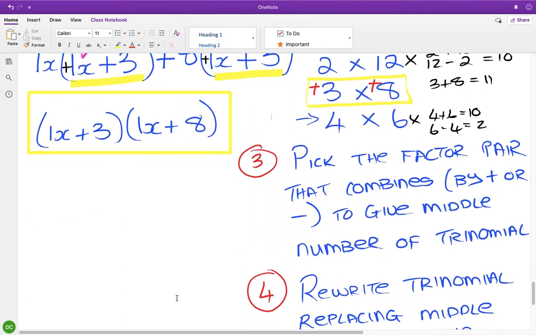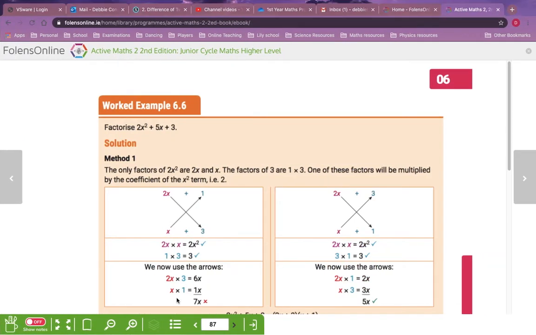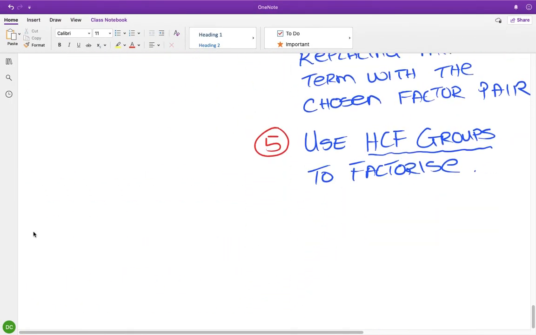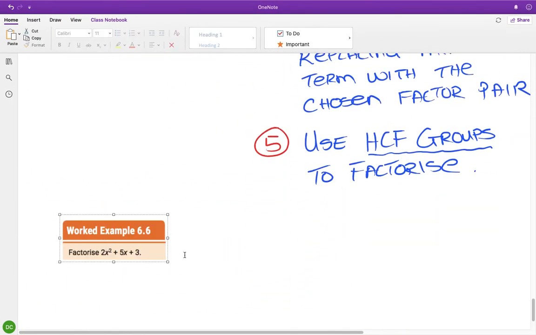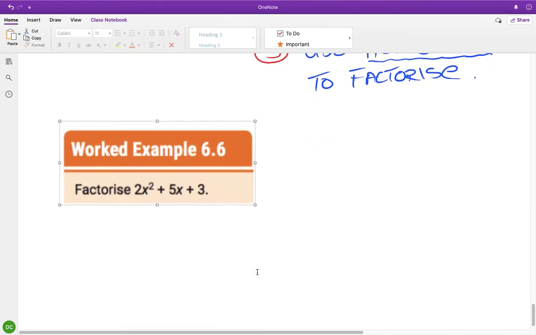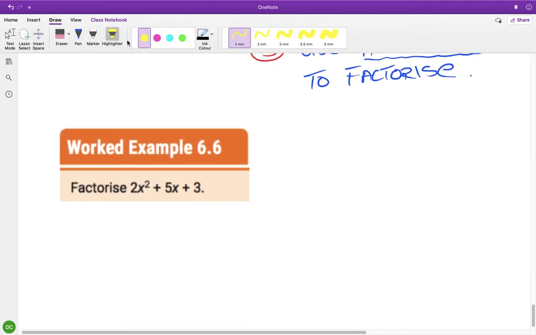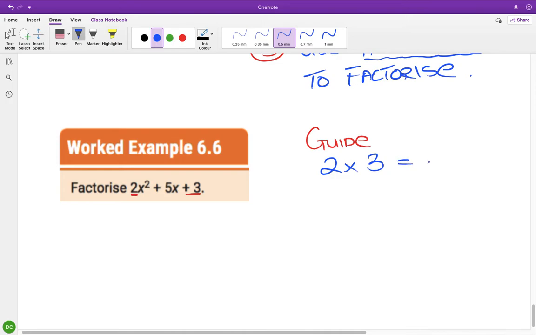Okay, so I'm going to do another one, but I'm not going to write out all those steps again. We'll just do it. So first thing we need to do is get that guide number. The guide number is the first number by the last number. So in this case, I'm multiplying 2 by 3 and getting 6.